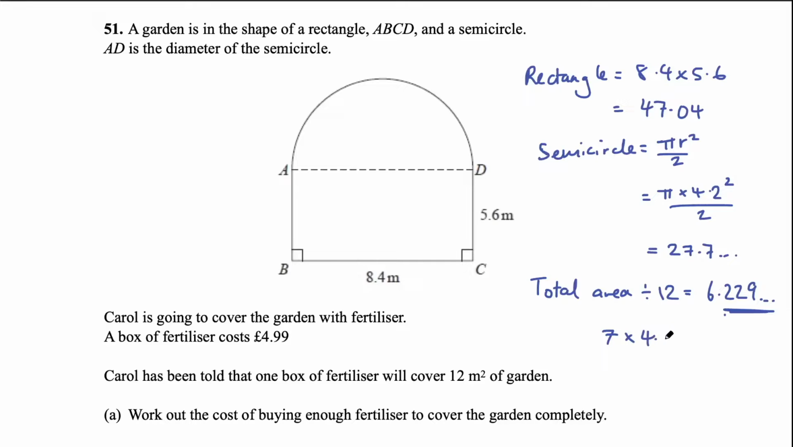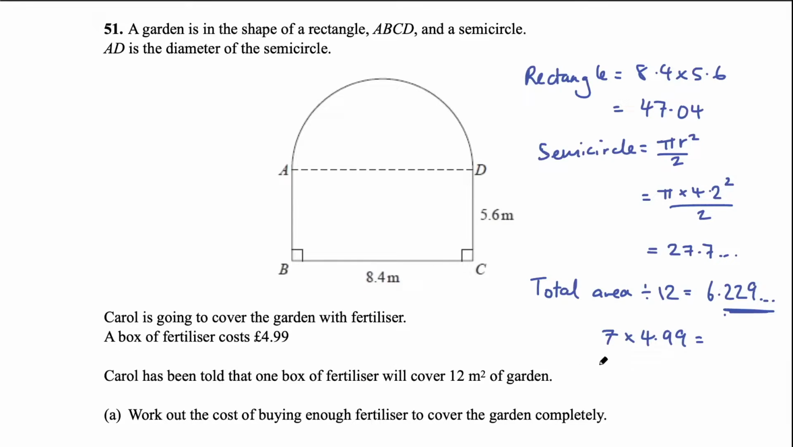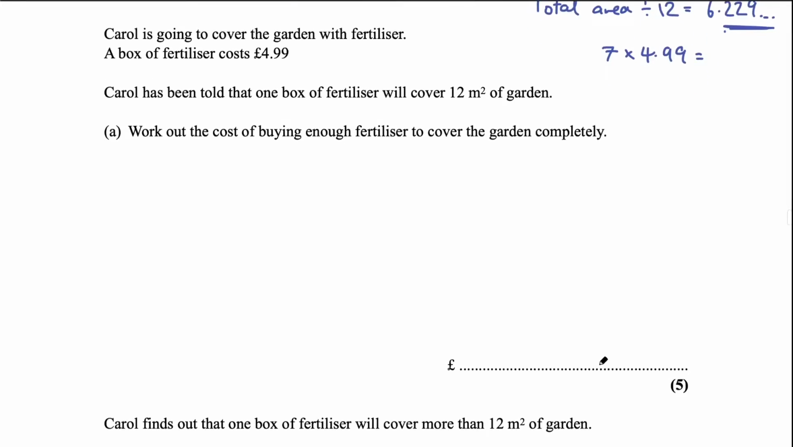7 times 4.99, and that's going to give us our cost. So 7 times 4.99, and we get our cost of 34.93. So that should be the final answer there. So let's just go ahead and write that down. So work out the cost of buying enough fertilizer. We had to buy 7 boxes, and that was 34.93 pounds. Okay, so that was a 5-mark question.